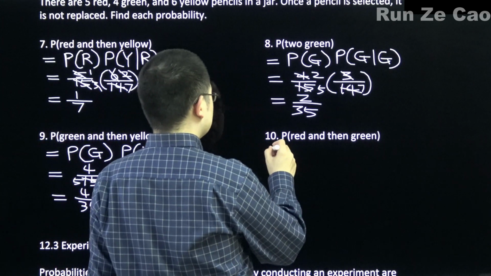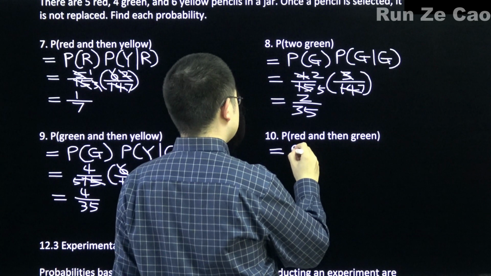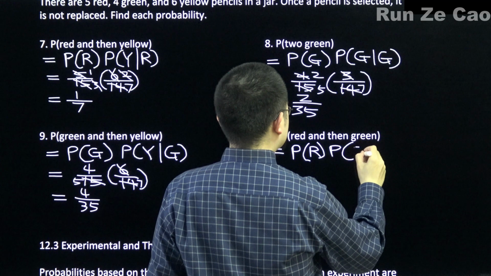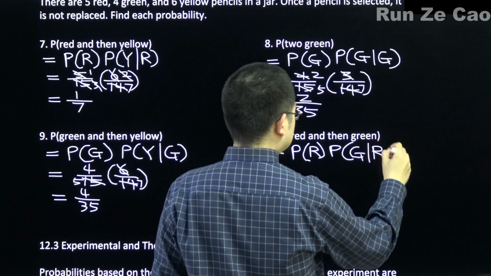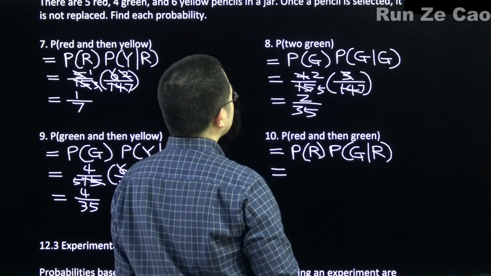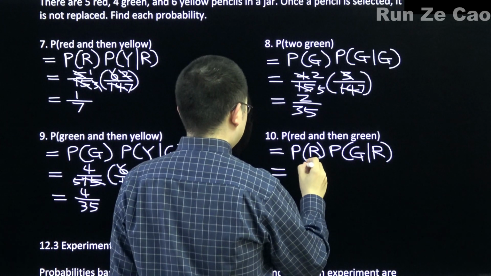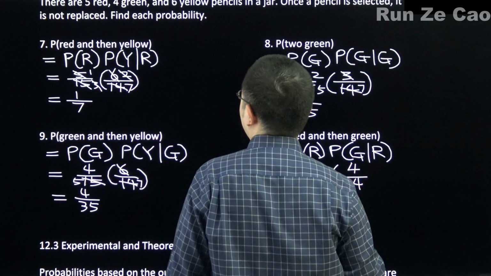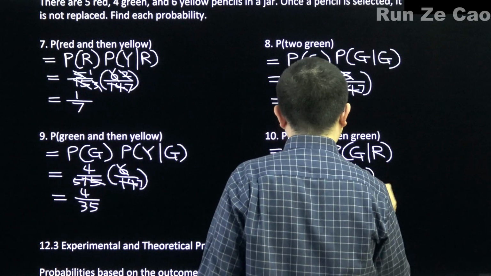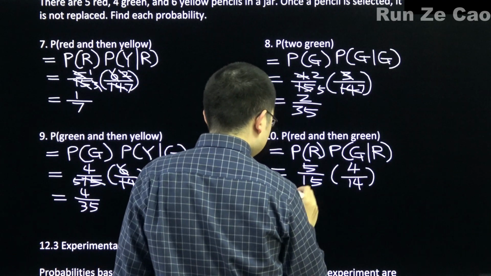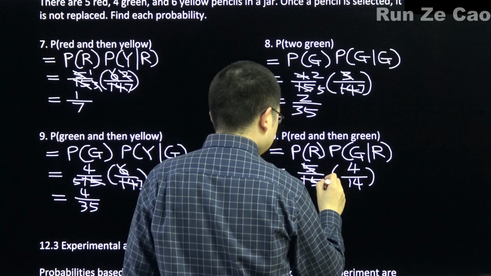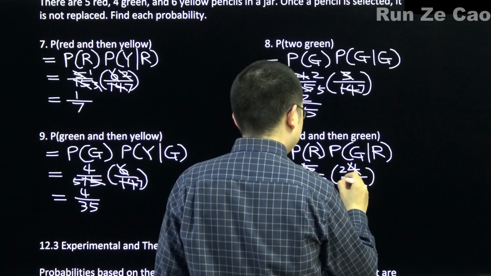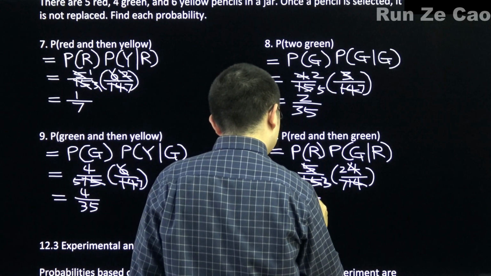P red and then green. So this is P red multiplied by P green given red. The probability of red is 5 over 15, and green given red, that's 4 greens out of 14 pencils remaining. So we're looking at 1 over 3, and then 2 over 7. So you're looking at 2 over 21.